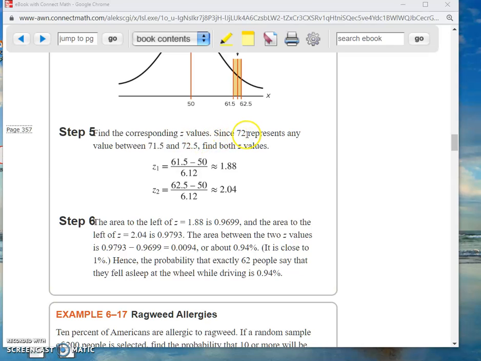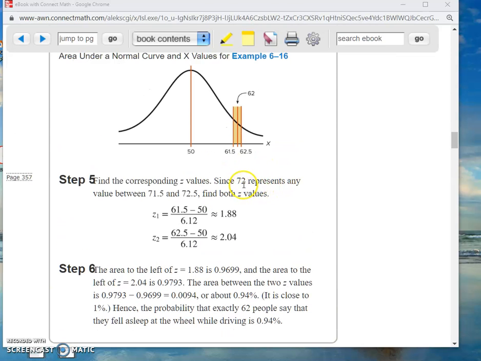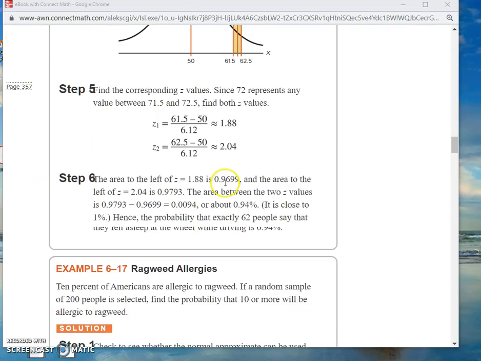It says since 72 represents any value between 71.5 and 72.5, find both z values. Where did 72 come from? That doesn't make any sense. It's just a typo. This should be 62. This should be 61.5, and this should be 62.5. So I hope you can see that.